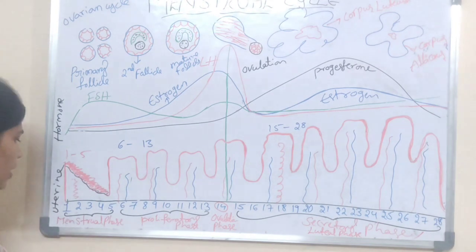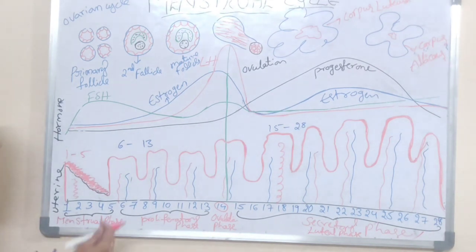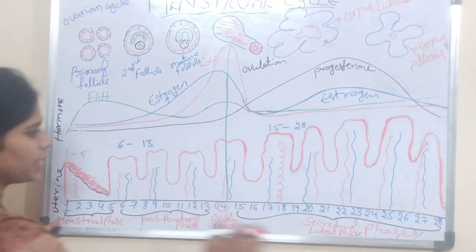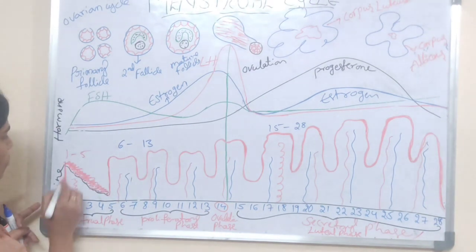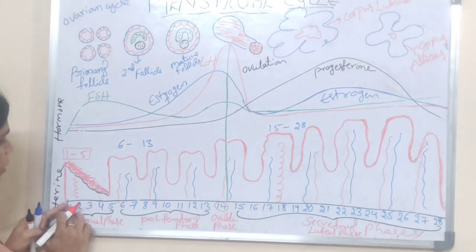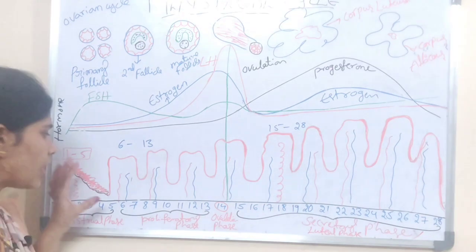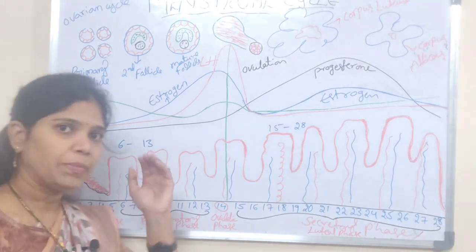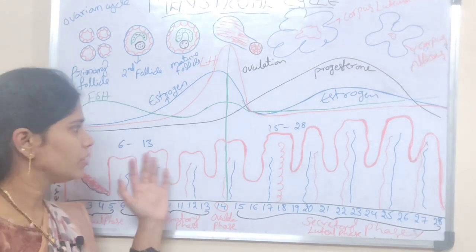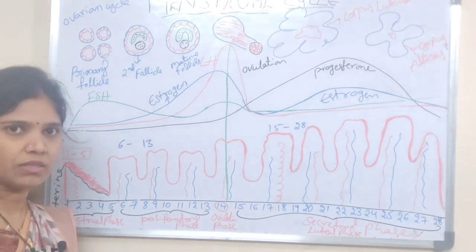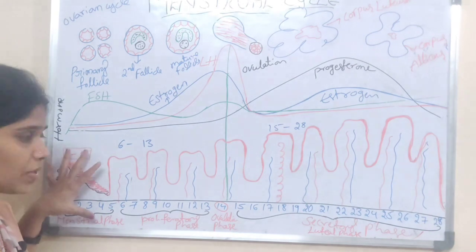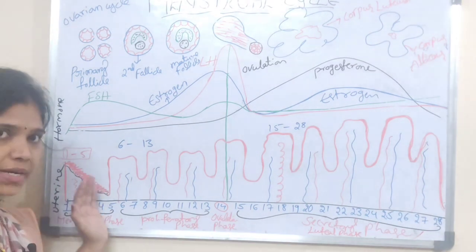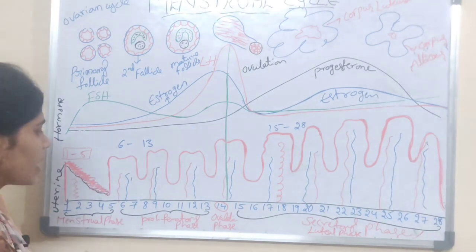The first phase is called the menstrual phase. This is the 28-day cycle I am showing here, and the menstrual phase is the period of days 1 to 5. What is happening in the menstrual phase? Bleeding occurs from the uterus through the vagina to the outside. About this menstrual phase we will discuss last, how they get this menstrual bleeding.